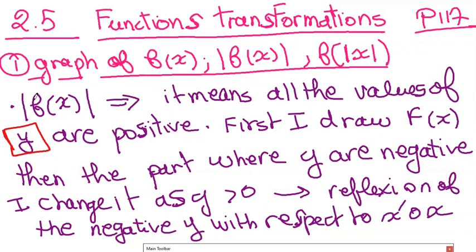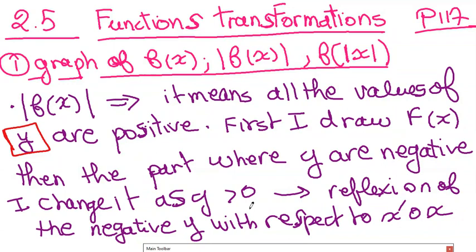First, when I say absolute value of f of x, it means all the values of y are positive. When you replace x by any value, the answer that it gives me for y is going to be positive. So first I draw f of x as it is. And then what should I do? Then the part where y is negative, I change it to y positive.